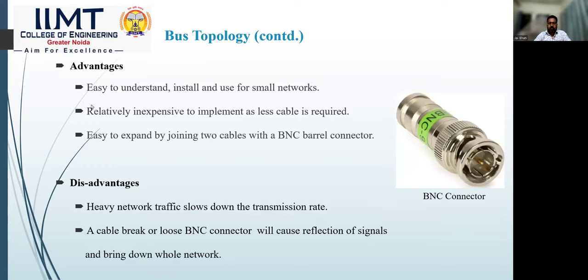The advantage of the bus topology is that it is very easy to understand and install, and it is used for small networks. Relatively, it is less expensive to implement as a smaller amount of cabling is required. It is also easy to expand a bus topology by simply using a BNC barrel connector which joins two cables. But it also has some disadvantages. Heavy network traffic slows down the transmission rate, and a cable break or loose BNC connector will cause reflection of signals and it may bring down the whole network.